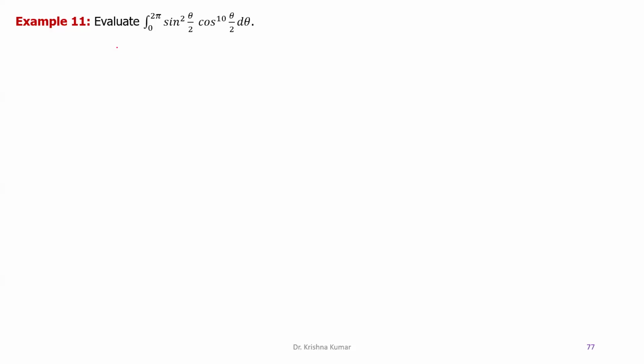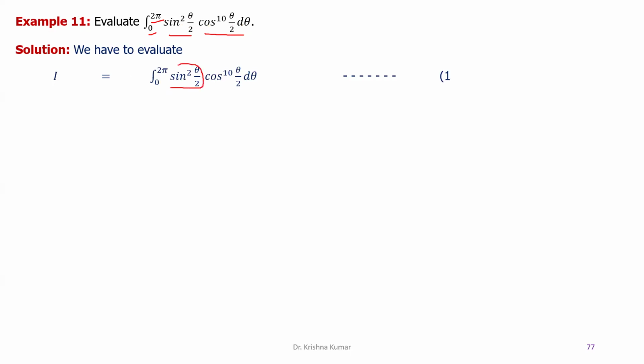Now, in this lecture, we will find out the value of the integral sine squared theta by 2 into cos to the power 10 theta by 2 with respect to theta under the limit 0 to 2 pi. So we have to evaluate I is equal to integration of sine to the power 2 theta by 2 into cos to the power 10 theta by 2 under the limit 0 to 2 pi with respect to theta.